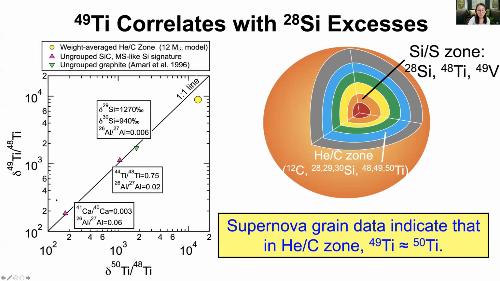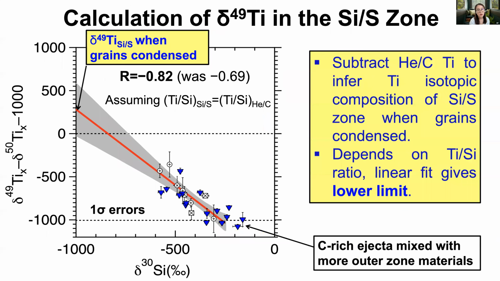And the three ungrouped supernova grains with positive silicon isotope ratios in the literature consistently point to a production ratio of unity in their parent supernovae. So this makes our life much easier. We can simply subtract titanium-50 from titanium-49 count collected in X grain. Then the remaining titanium-49 count of a grain represents the amount of titanium-49 from this inner silicon sulfur zone due to vanadium-49 decay. And here is the same plot after subtraction.